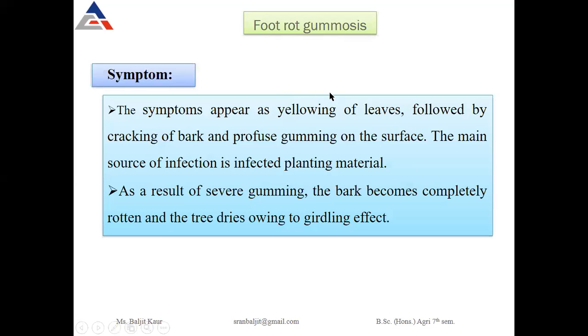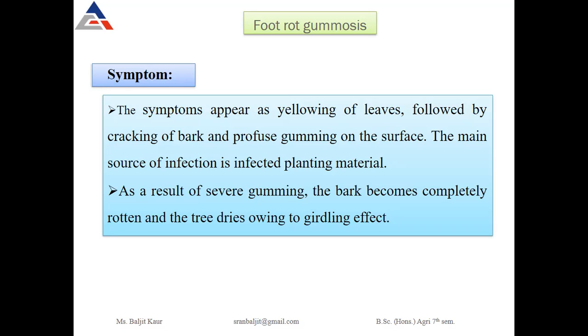Next is foot rot gummosis. The symptoms appear as yellowing of leaves, followed by cracking of bark and profuse gumming on the surface. The main source of infection is infected planting material, so we should always use planting material that has no disease symptoms.